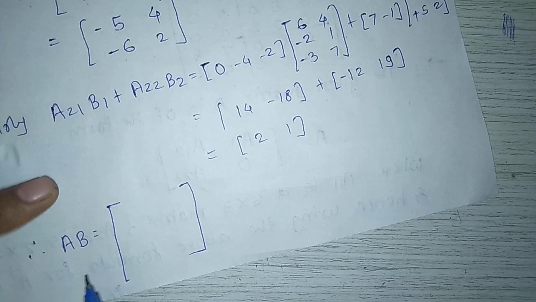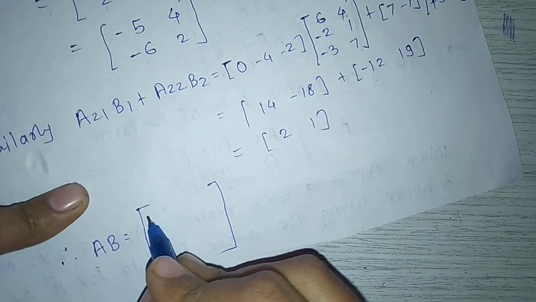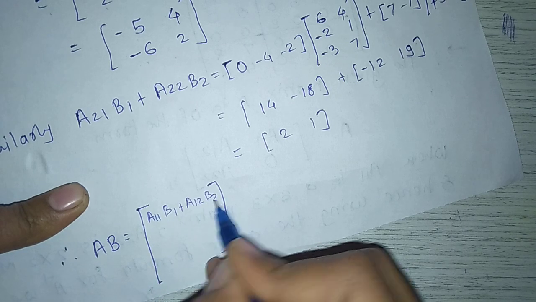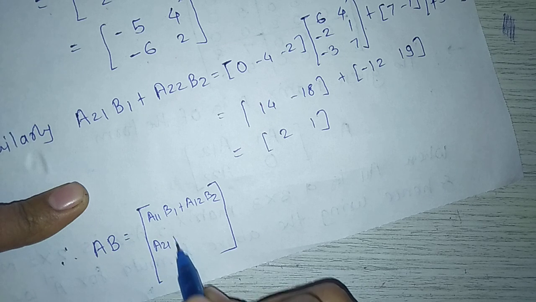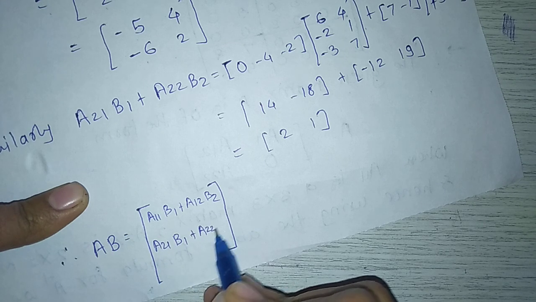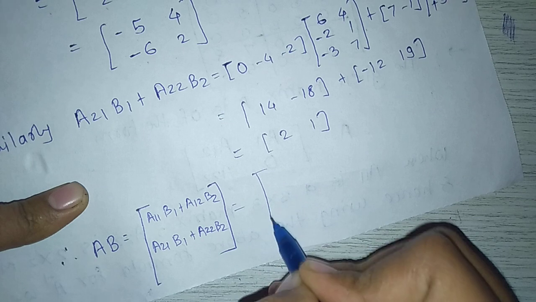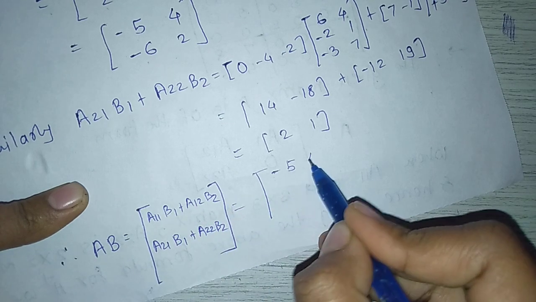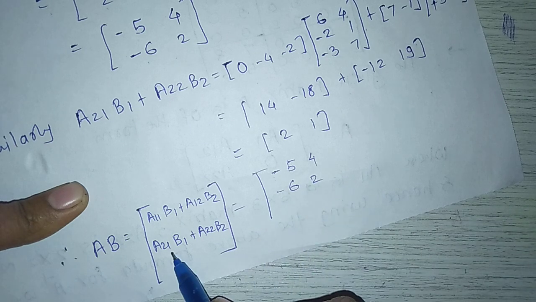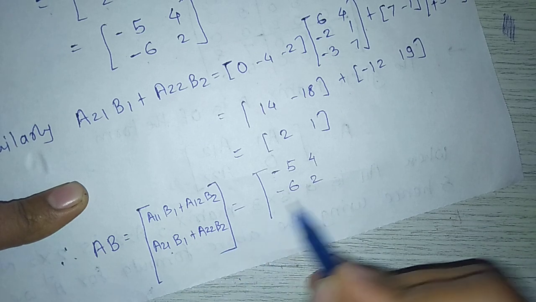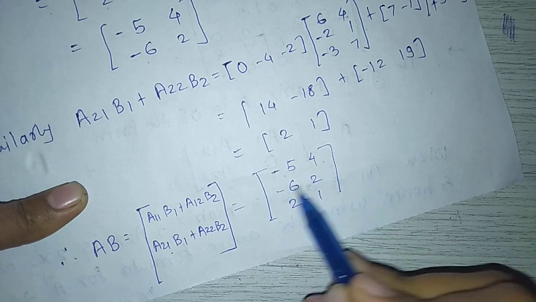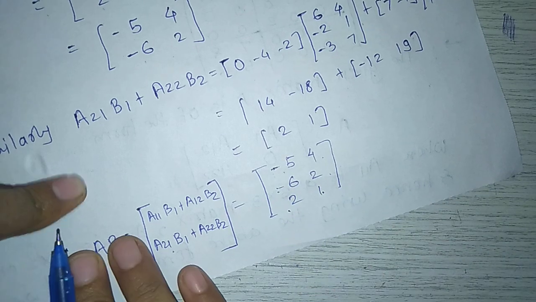Therefore, A into B equal to first is A11 B1 plus A12 B2. Second entry is A21 B1 plus A22 B2, which is equal to A11 B1 plus A12 B2 is minus 5 4 minus 6 2. A21 B1 plus A22 B2 is 2 1. So, A into B equal to minus 5 4 minus 6 2 2 1.